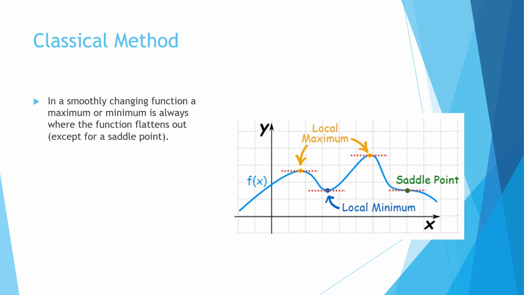These are the points which we have to find out. So how do we find them? These are the points where your slope is flattening out. If you draw a tangent at that particular point, it is a straight, flat line. So this is the point where your slope is zero.